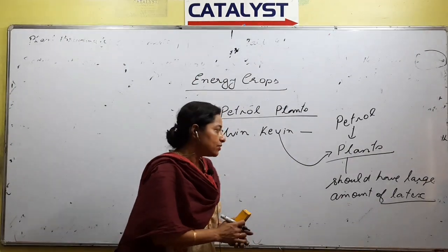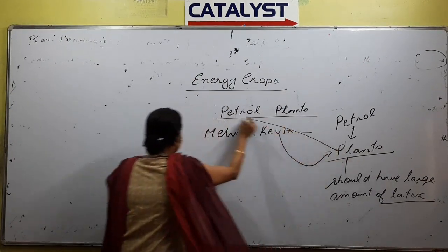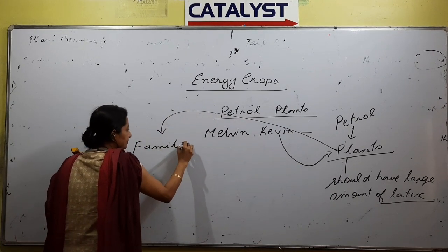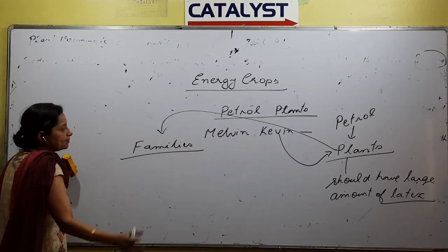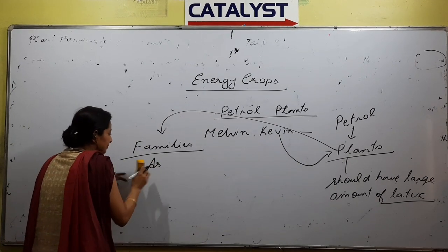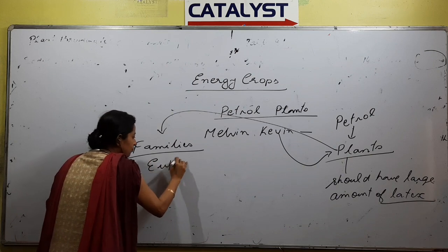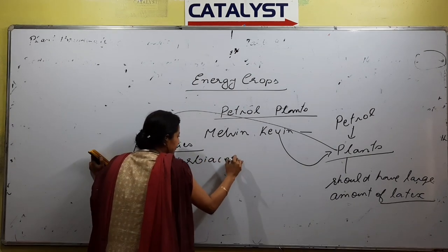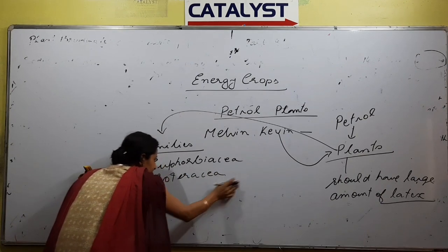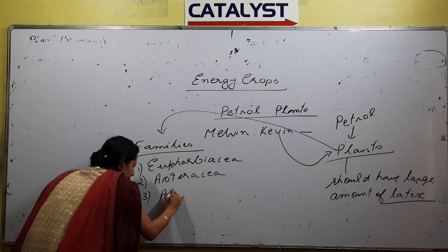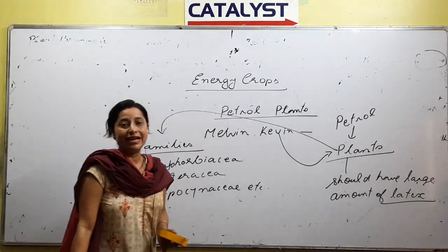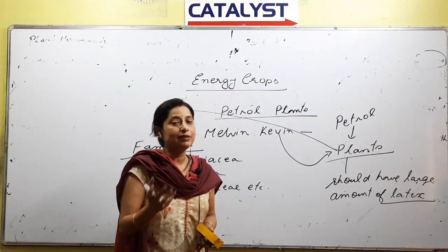So what is the plants that they are talking about? These plants generally belong to families, right? So petroleum plants generally belong to the families like Euphorbiaceae. Second could be Asteraceae. Third could be Apocynaceae, etc. Right? So the plants that basically produce latex, from those plants we can extract petrol type of thing.